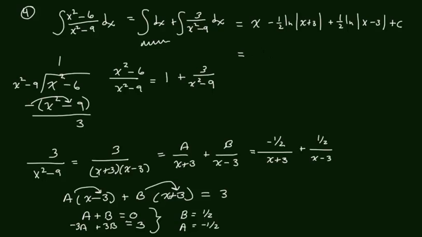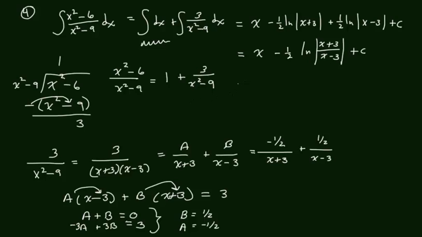So this will be x minus a half natural log x plus 3 over x minus 3, in absolute value. I just factored out a negative 1/2 and then combined with the subtraction.